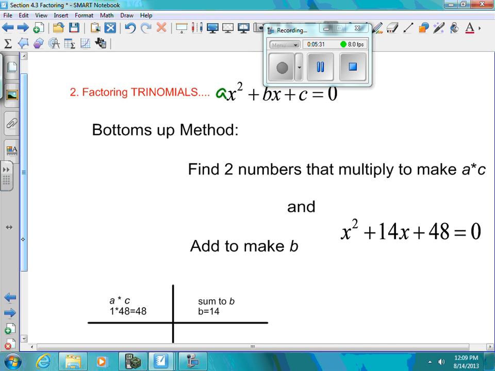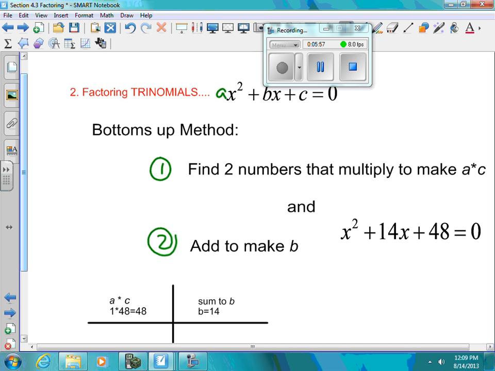I think it may seem confusing at first, but it's a way that you can factor any trinomial that's in quadratic form. So the method's called bottoms up. Okay, so the first step is find two numbers that multiply to make a times c, and that also have to add to make b.